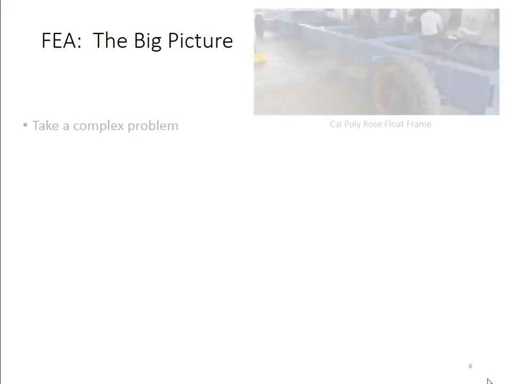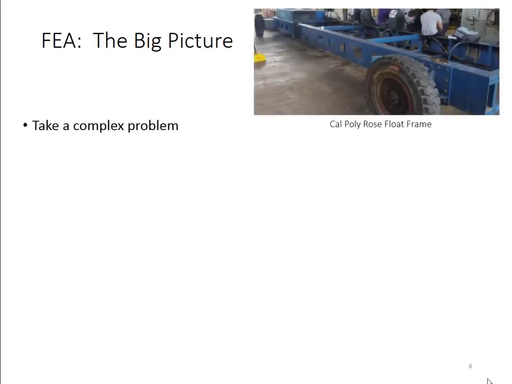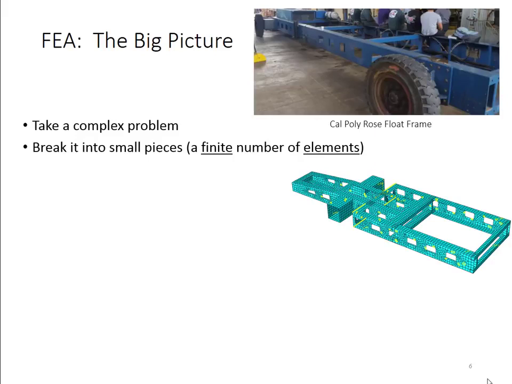So let's talk about what FEA is then. What is the big picture of what goes on? So we'll start out with a complicated problem. For example, here's the Cal Poly Rose float frame. Take this problem and break it into a bunch of smaller pieces. We can manage things in smaller pieces. We can figure out what's going on in a smaller piece. We're going to call each of those pieces an element, and we're going to limit ourselves to a non-infinite problem. So it's a finite number of elements. There might be hundreds, there might be thousands, there might be millions, but it's a finite number.